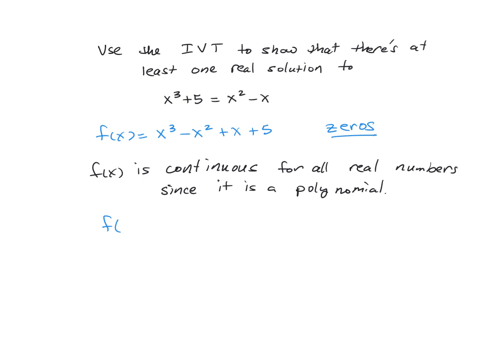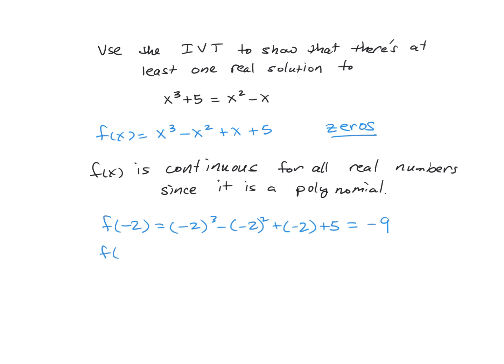And if we take a look at finding f of negative 2, we have negative 2 cubed minus negative 2 squared plus a negative 2 plus a 5. A quick calculation shows us that's equal to negative 9.